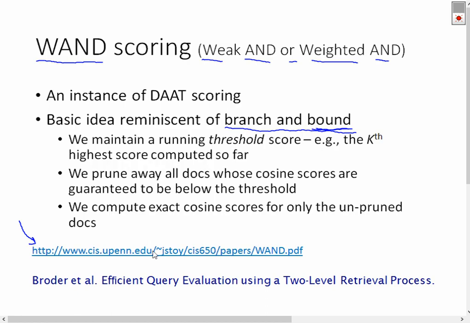So again, please read the paper, and try to understand what we're doing in this particular methodology, and we're going to pick up this conversation in lecture part 3, where we're going to look at the unsafe retrieval process.